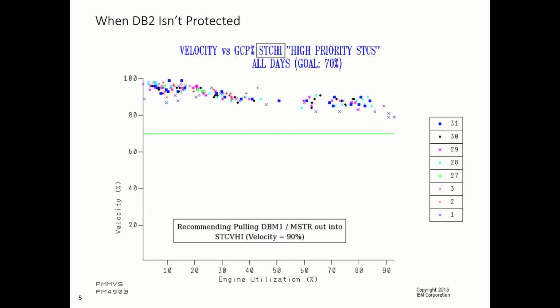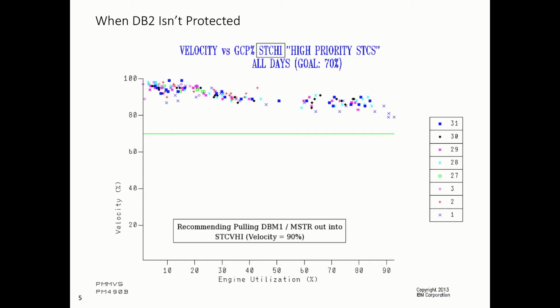They're in fact from two totally different customers, but they illustrate some points. So the first one is what happens when DB2 itself isn't protected, meaning it doesn't have a workload manager goal that is sufficiently protective to make sure it serves at the same rate no matter what the load is.